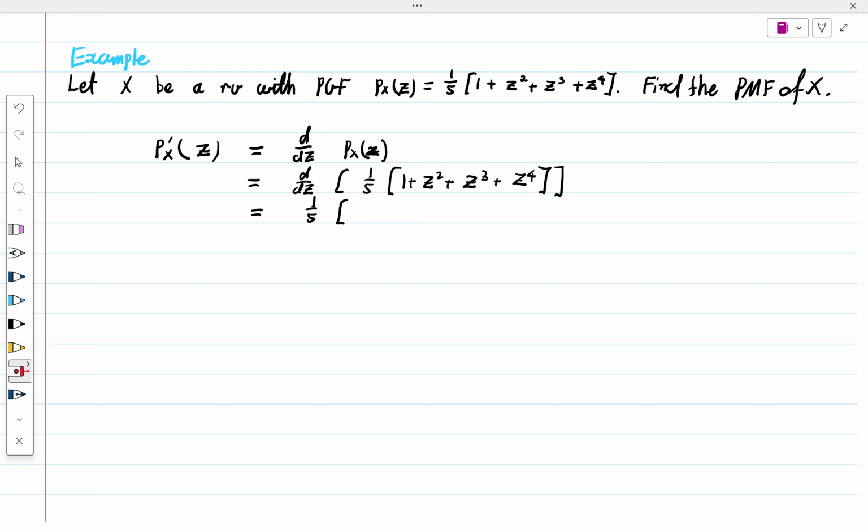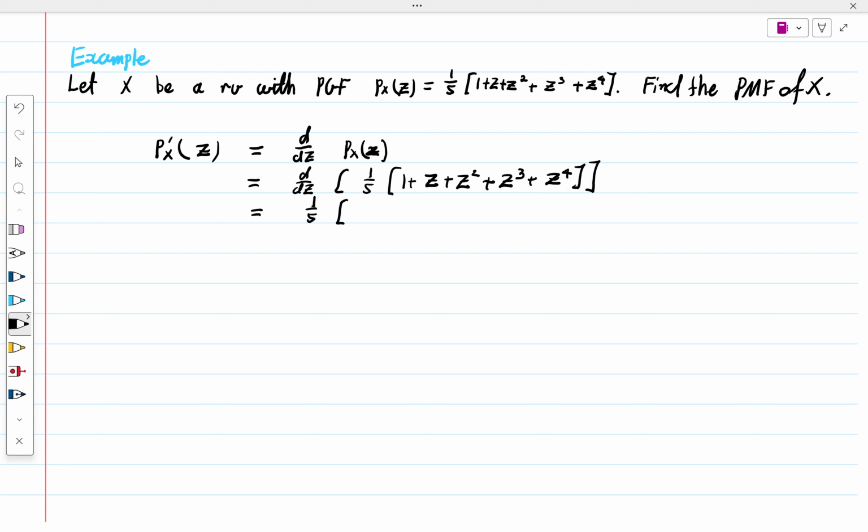When we differentiate the expression inside, we're left with the derivative of 1. Apologies, I have forgotten a term here: 1 plus z plus z squared. Please correct that in your question. And here, this should be the derivative of 1 plus z plus z squared plus z cubed plus z to the 4. Good. Now that we've done that, we can evaluate the derivative.